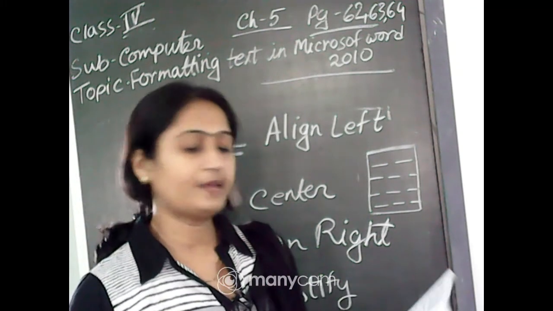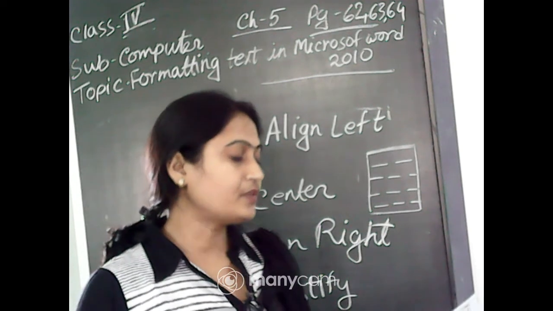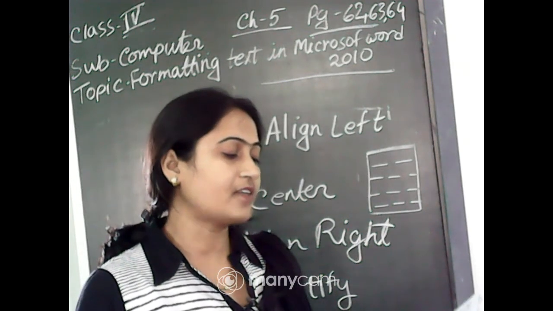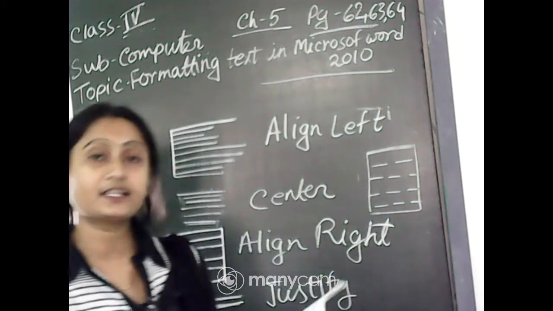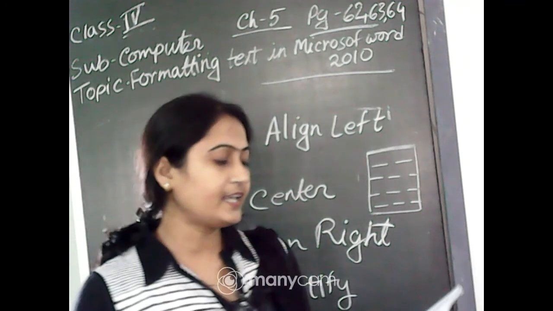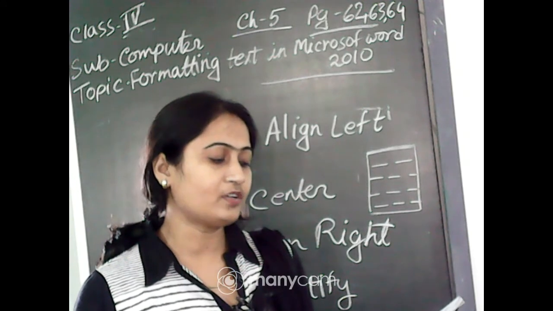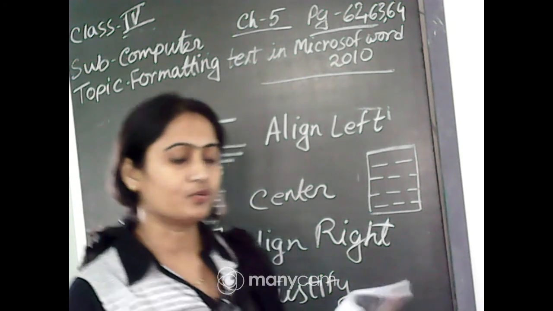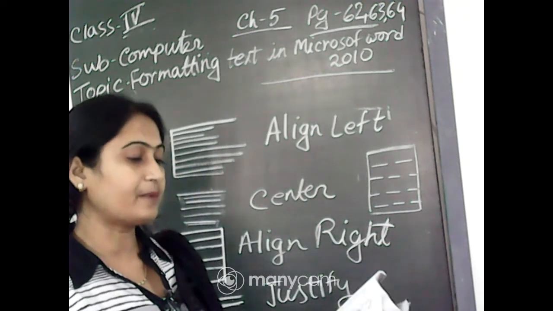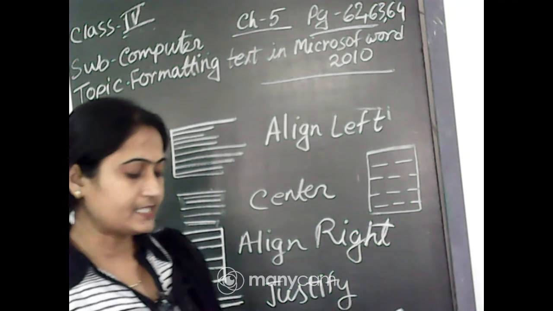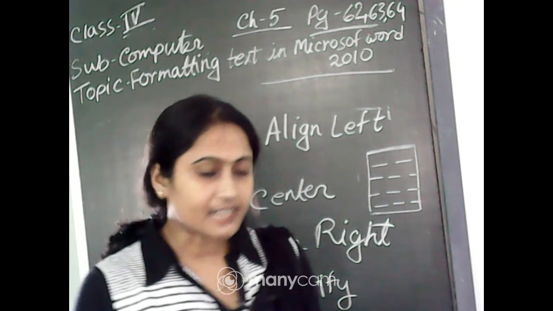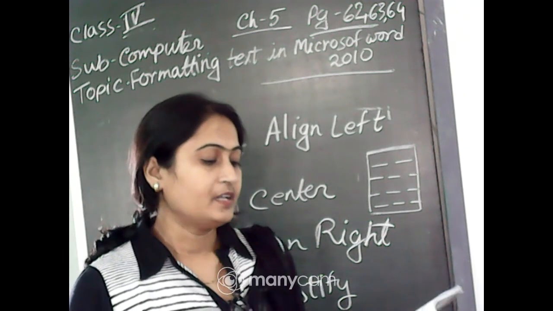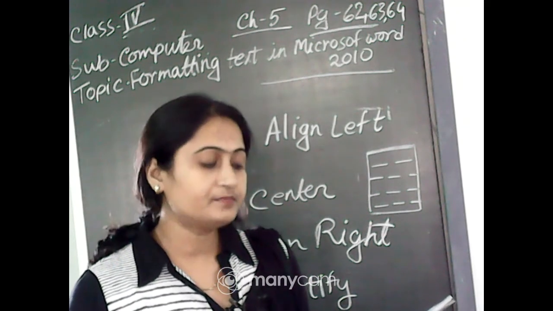First you have to select the text. To align the text in any desired alignment, follow the given steps. Select the text, and then click any desired alignment option in the paragraph group. This is the paragraph group. From the paragraph group you have to select the desired alignment. It is under the Home tab.